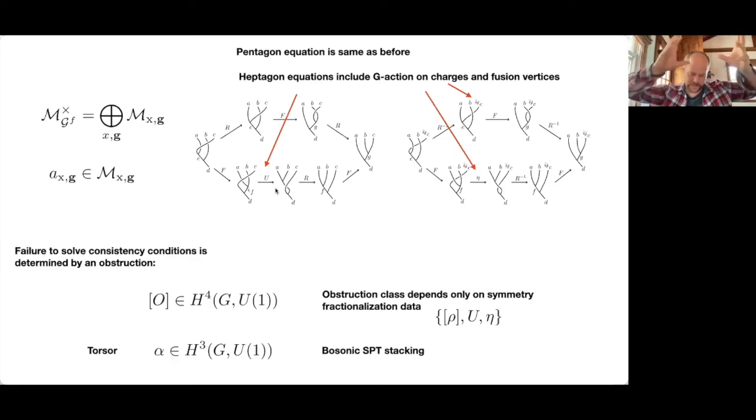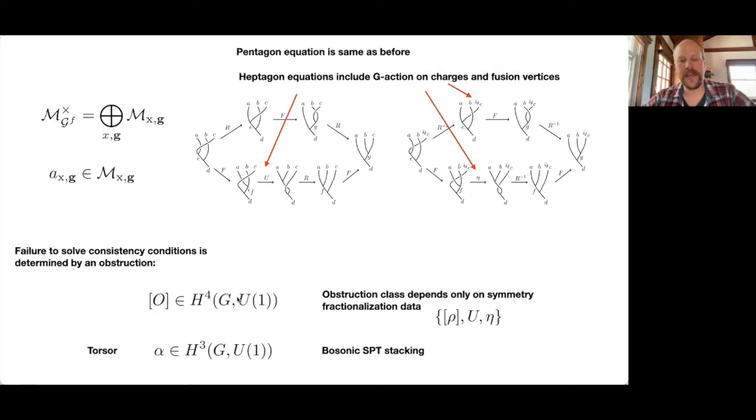the algebraic description of these G-symmetric theories. And this obstruction is valued in H4, and its interpretation is a failure for you to be able to solve the consistency conditions of this diagrammatic calculus, namely the Pentagon and Heptagon equations. And that obstruction only depends on the symmetry action, these phases U that we encountered earlier, and the symmetry fractionalization data, which we called eta.